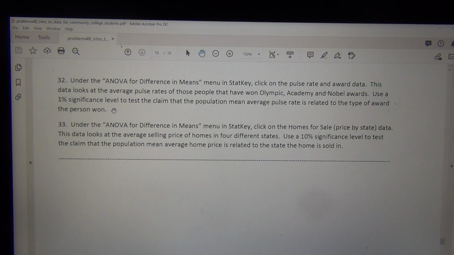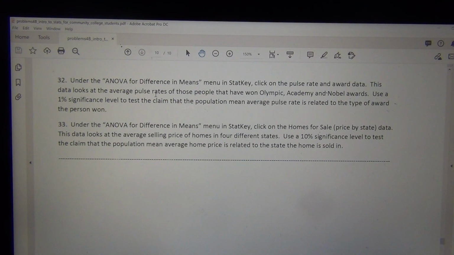Now we have to sort of digest this a little bit. We already know that ANOVA is a categorical quantitative test, right? We're trying to see if a categorical data set is related to a quantitative data set. The type of award that is won is going to be the categorical data set, and the average pulse rate of the person will be the quantitative data set. Remember, if the mean average pulse rates were equal for the three awards, that would indicate not related, right? It wouldn't matter what award they got, they have about the same pulse rate.